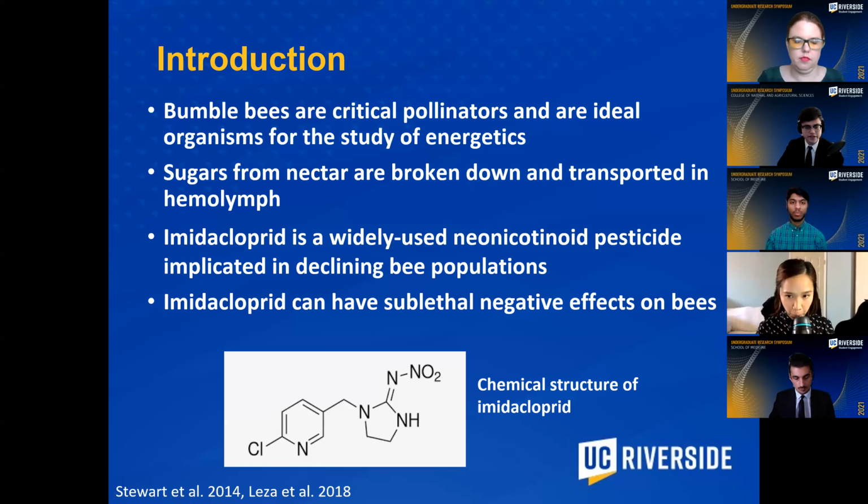Imidacloprid is a widely used neonicotinoid pesticide that has been implicated in declining bee populations. It's an acetylcholine receptor blocker, and at high enough exposure levels, it leads to paralysis and the eventual death of insects. It is also an agonist, so imidacloprid also has sublethal negative effects on bees. For example, it reduces colony health, weakens immune systems, and leads to abnormal foraging behaviors. This is the chemical structure of imidacloprid below.